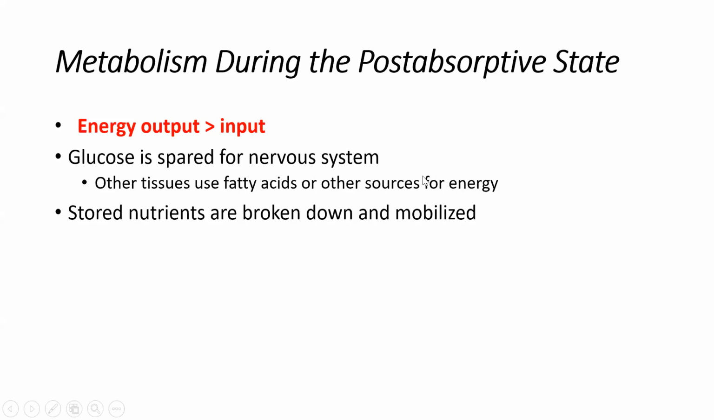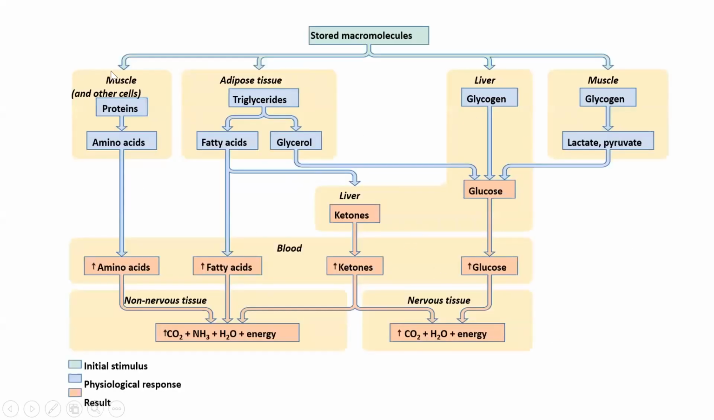And then the stored nutrients that we put away during the fed state can now be mobilized to give us energy until we can get to another meal. So here's another really nice flow chart that summarizes what happens in the post-absorptive state. We're tapping into our stored macromolecules here, and we can tap into proteins, which are coming from our muscles.